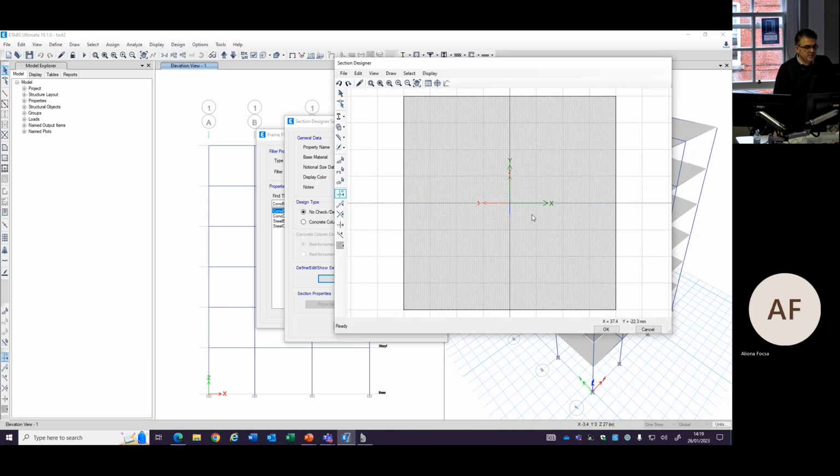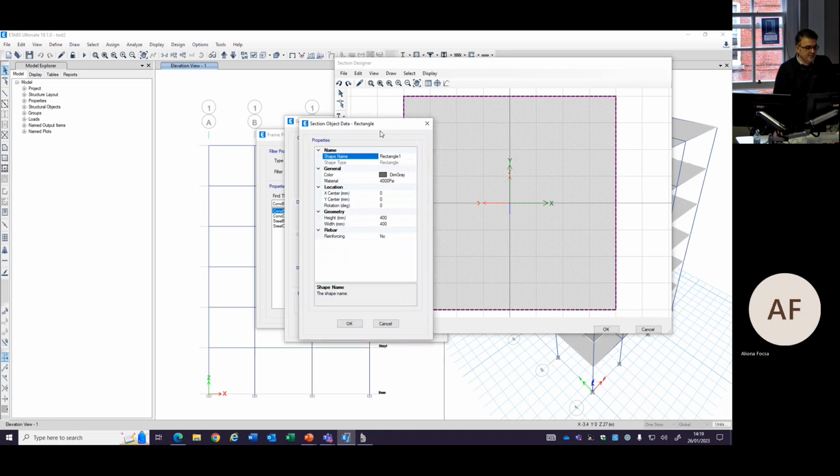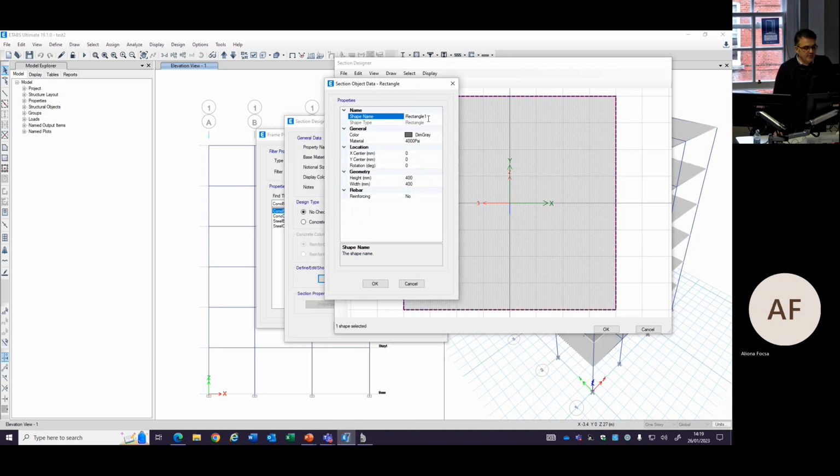I just zoom in like this, and if you right click on it again, you will see that this is the material. You can change the material. I don't have it here, but you probably have your own concrete material, so you can put it here. So this is a rectangle made of my concrete material.